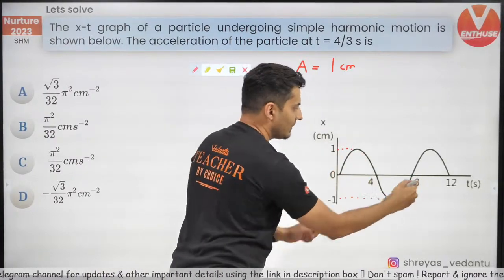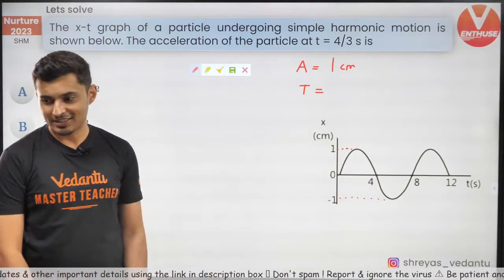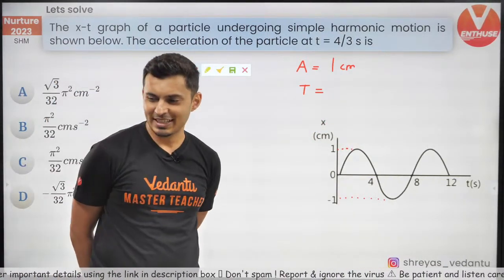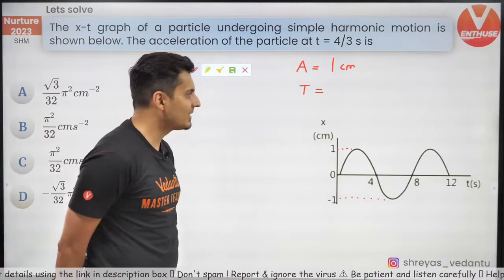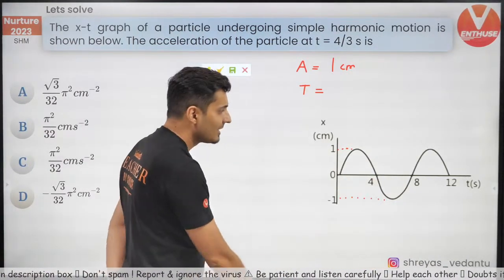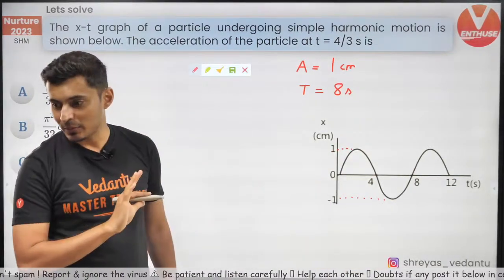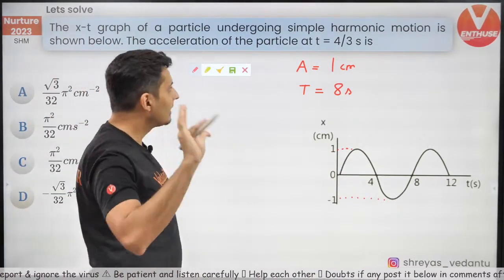This is the time axis. What is the time period? Come on, quickly answer this question. What's the time period? Think about it carefully. Is it 4, 8, 12 or something else? One oscillation is covered in 8 seconds. Perfecto. Everybody got it? Great.